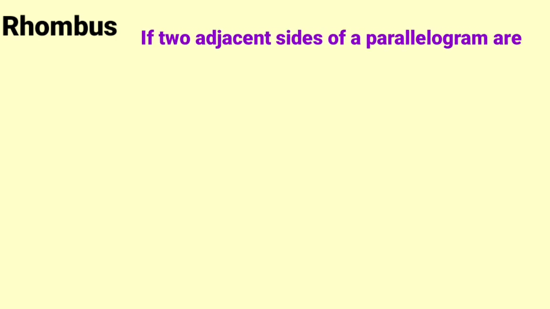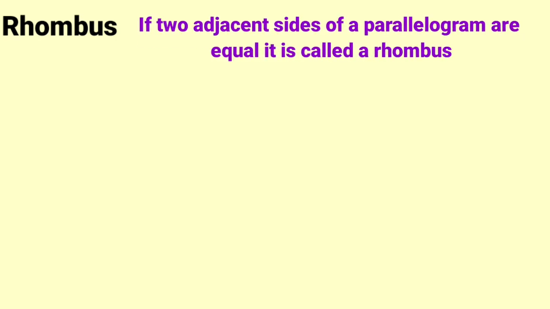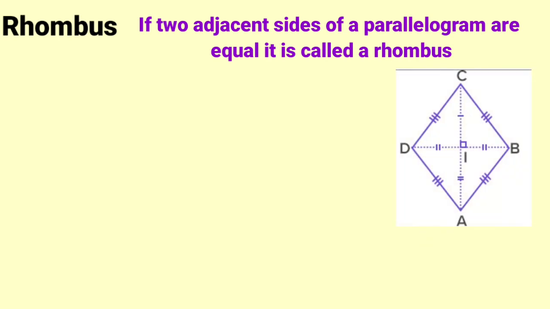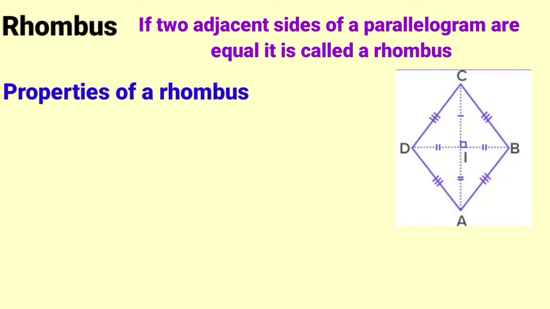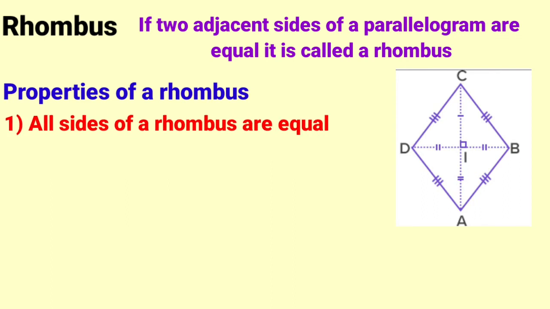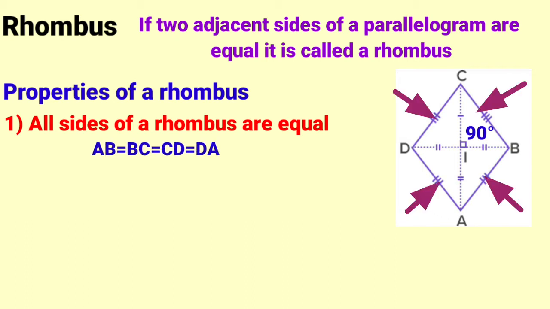Next is rhombus. If two adjacent sides of a parallelogram are equal, it is called a rhombus. So let's see the properties of a rhombus. Number 1, all sides of a rhombus are equal. So here we can see AB is equal to BC is equal to CD is equal to DA. All the sides are equal.